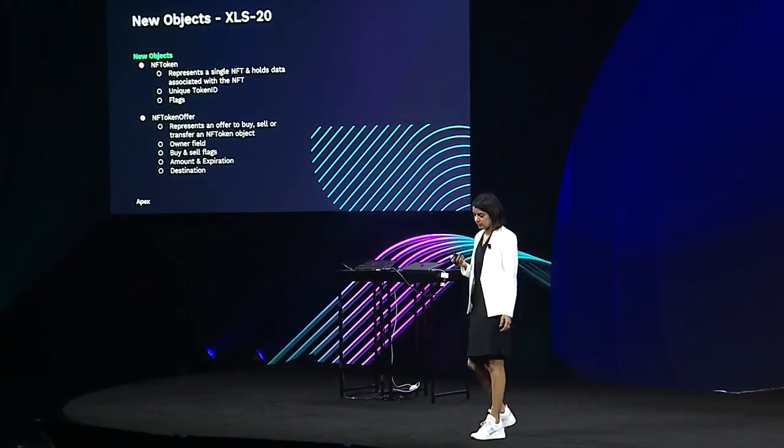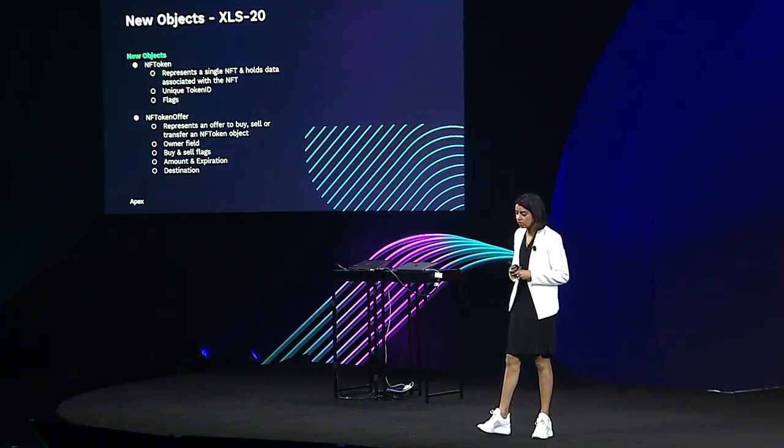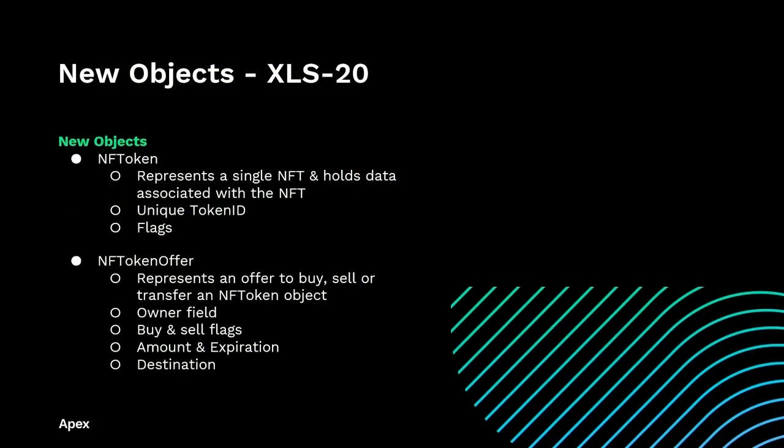All right, so now let's get into some more technical and implementation details of XLS-20. The idea was to keep the proposal really simple and powerful, but at the same time flexible enough so that we can accommodate more future use cases. In light of this, we have two new objects on the XRP Ledger.